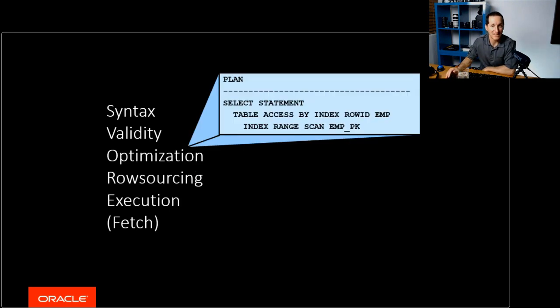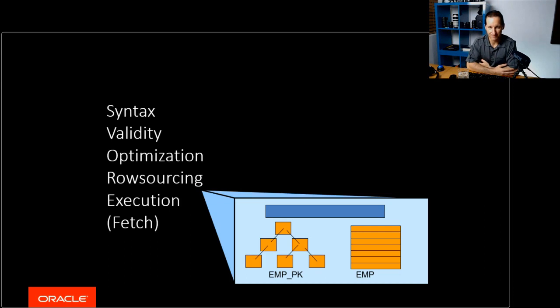After that comes optimization. My SQL is syntactically correct, it's valid on this database. Now, what's the best way to run it? And that's what we call the optimization phase. That actually is like the execution plan. That then becomes what we call row sourcing. And it's really sort of a variation on a theme here.